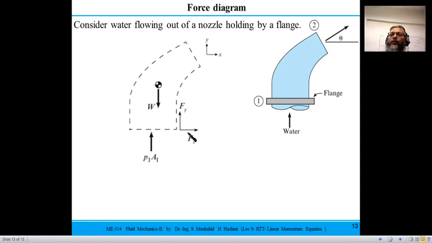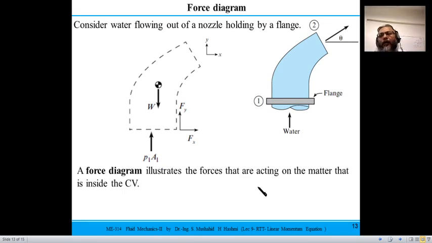And you see Fx and Fy are actually the forces acting on this flange, which is holding the bend. If there were no force here, a jet of water coming to the bend would throw the bend as the water strikes it. It is not thrown because it is supported by the flange, so the flange is bearing the forces, and these forces are Fx and Fy. So a force diagram is just an illustration of the forces acting inside the control volume.